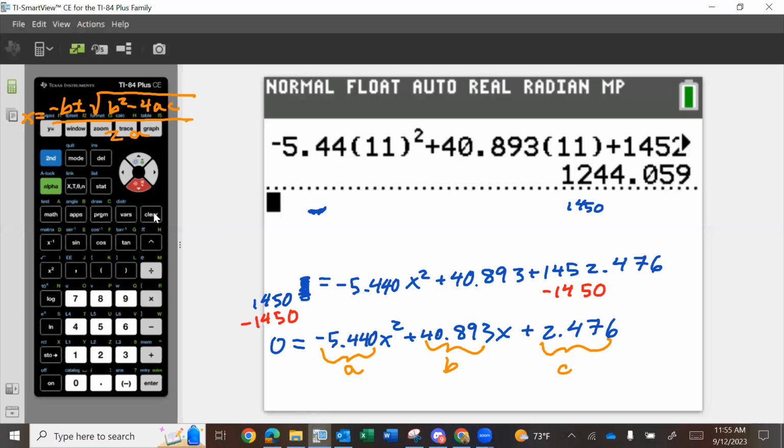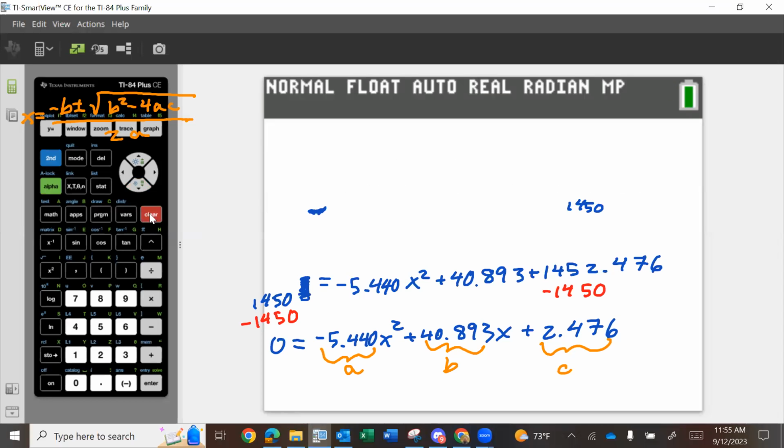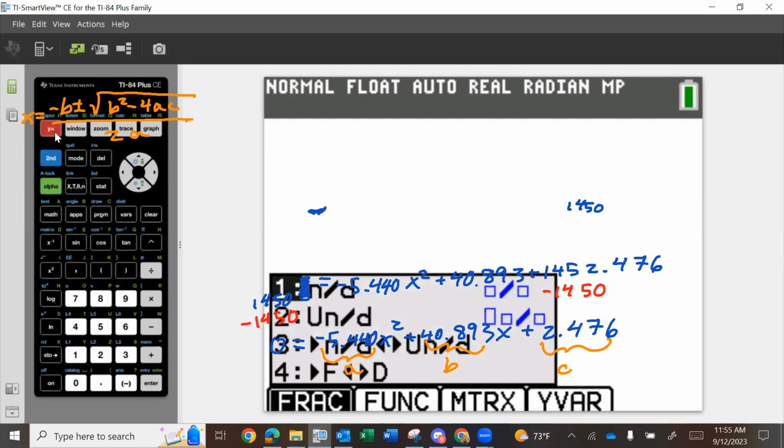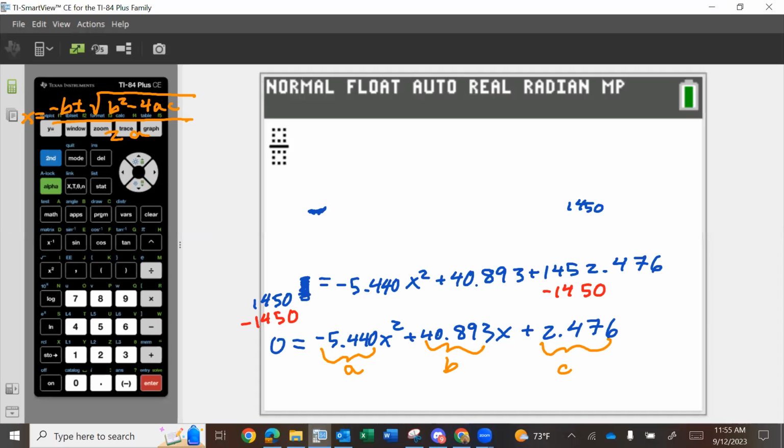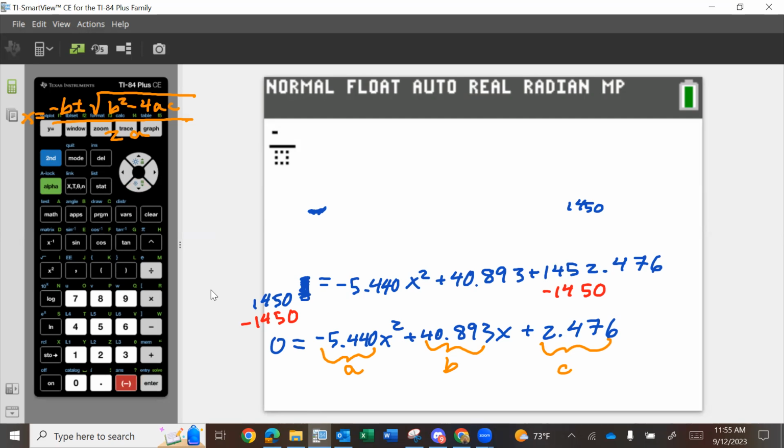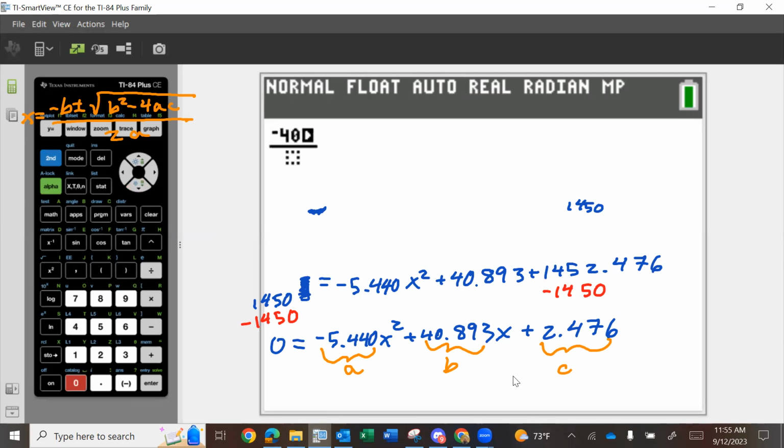I'm going to make a big fraction, and then I'm going to type it all in. It says, first thing, do the negative sign. Got it. Then it says, do the b. B was 40.893.